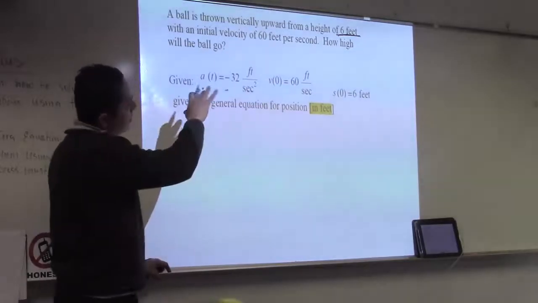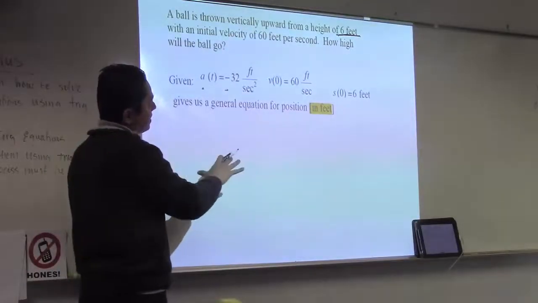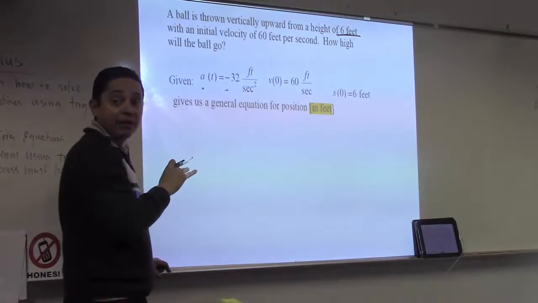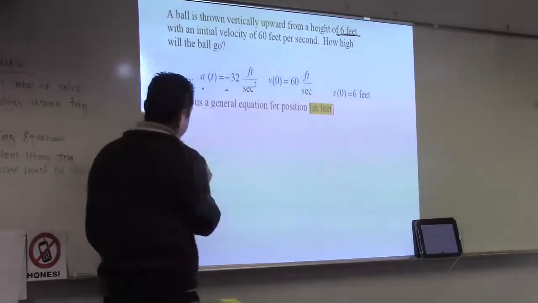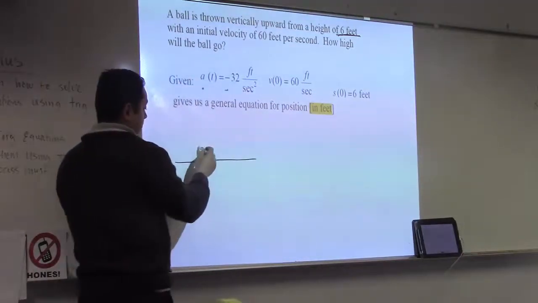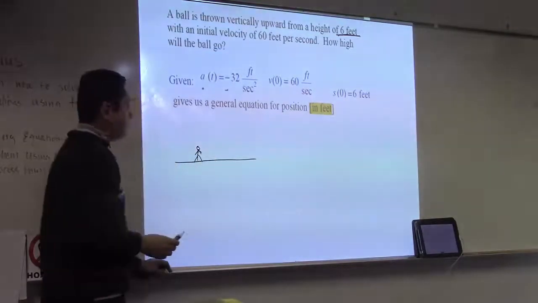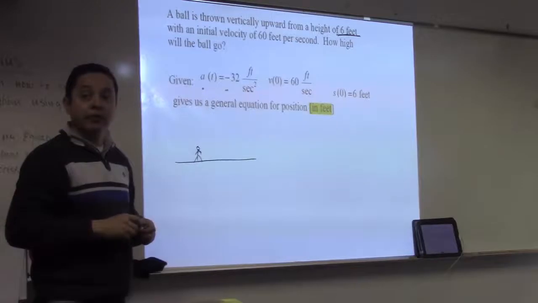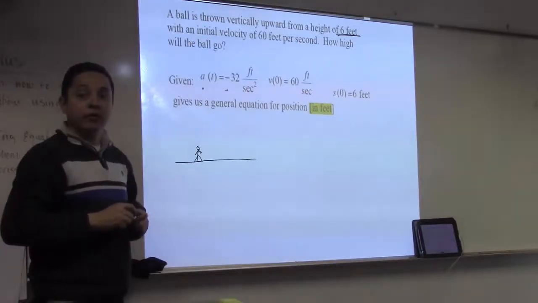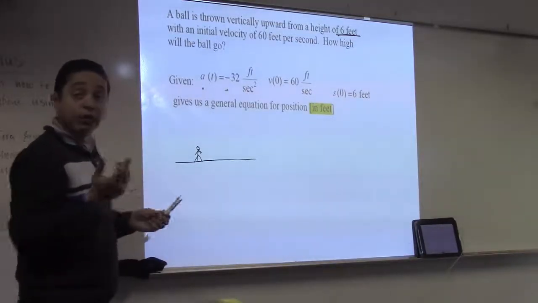No, well, I'm just trying to get a diagram of the scenario that's happening here. Let's say that here's the ground. Here's the person. Does that mean the person is like 6 feet tall, so they're throwing the ball from 6 feet up? Well, that could be a possibility.